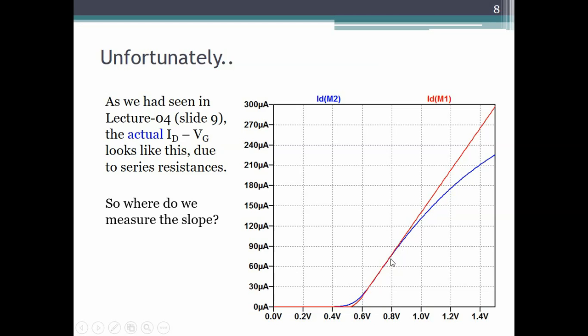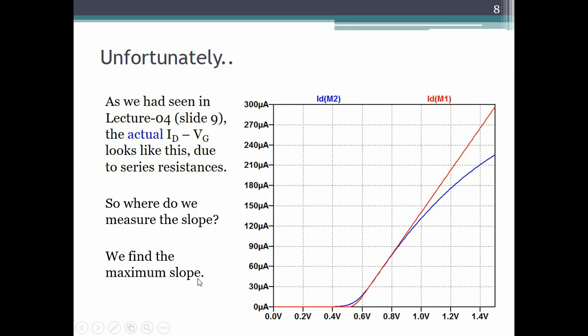So we want to find the slope here, and what we also notice is that the slope here is increasing, and here the slope is decreasing. So in between somewhere the slope is going to achieve a maximum. So we look for that maximum point, and we said we'll use that maximum slope to define our mu and Cox. So that's what we'll do.